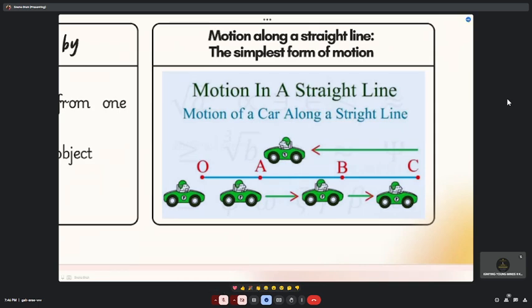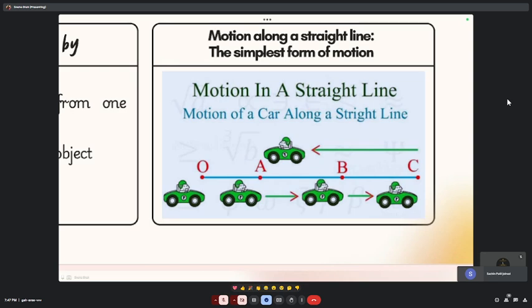Yes, anyone? O to C, ma'am. But the car is coming back to A also now. O to C, O to A. It is stopping at A. Yes, ma'am. From O to A, O to A to B, B to C, and then C to A. So this is the total distance covered by the car. Then what is displacement here?